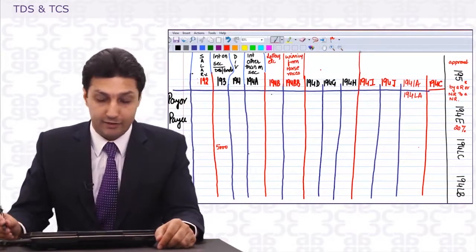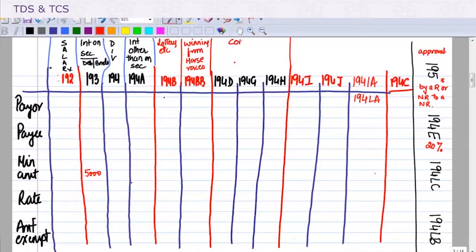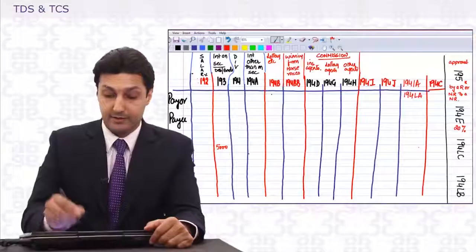Sections 194D, 194G, and 194H talk about commission. D is insurance agent's commission, G is lottery agent's commission, and H is other agent's commission.